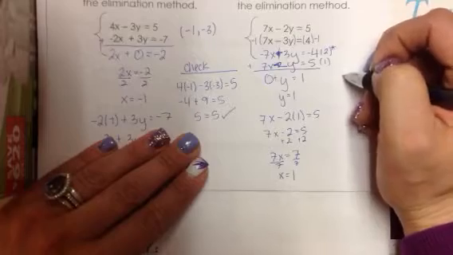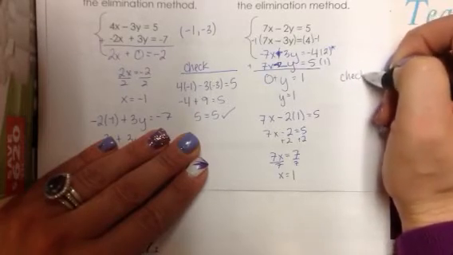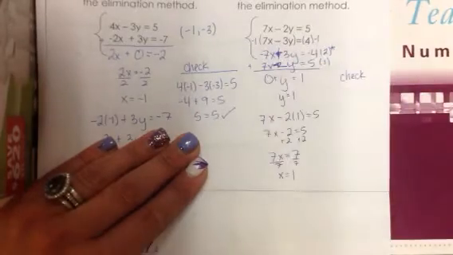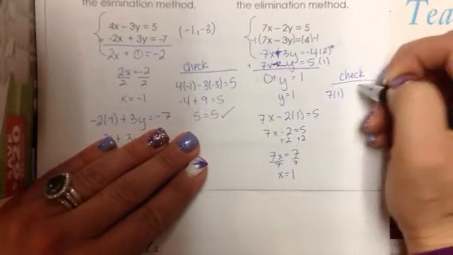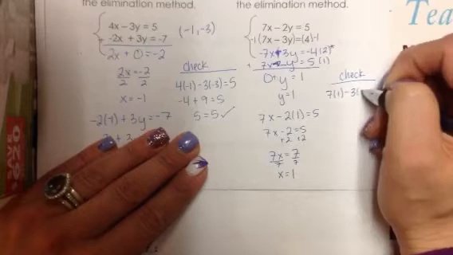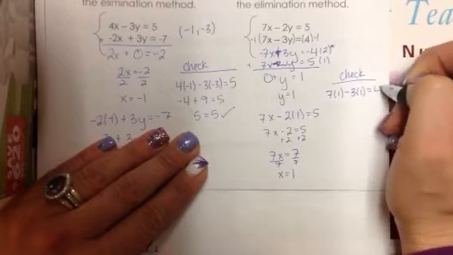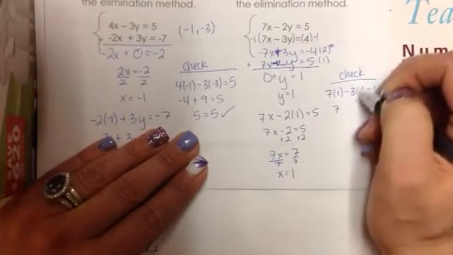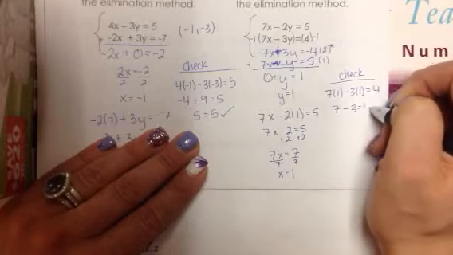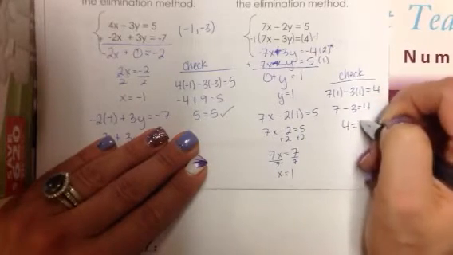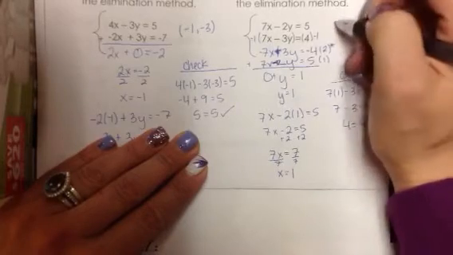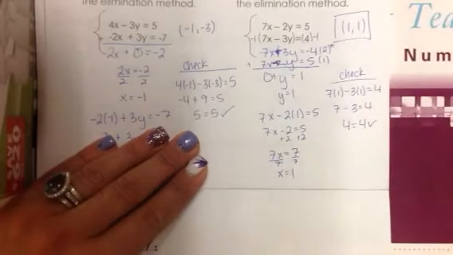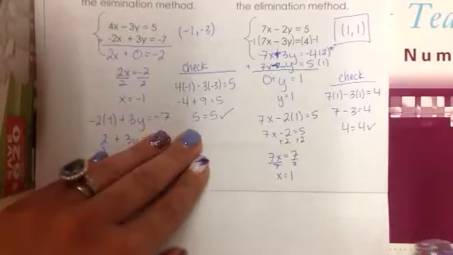Well, let's check and make sure that works. Let's plug it in to our original first equation. So we have 7 times 1 minus 3 times 1 equals 4. 7 times 1 is 7. 3 times 1 is 3. 7 minus 3 is 4. 4 does in fact equal 4, so our answer is 1, 1. The x is 1, the y value is 1. So it's a little tricky on that one.